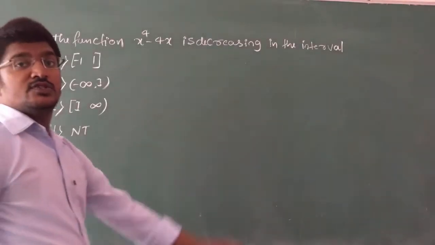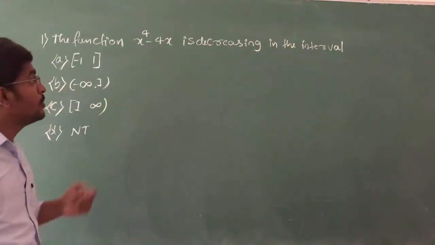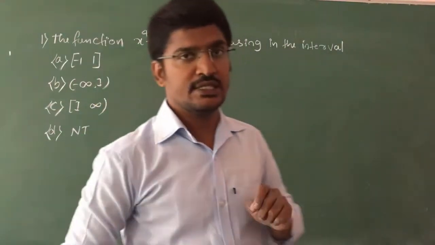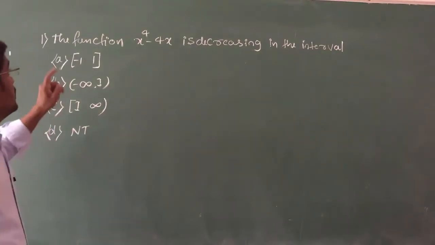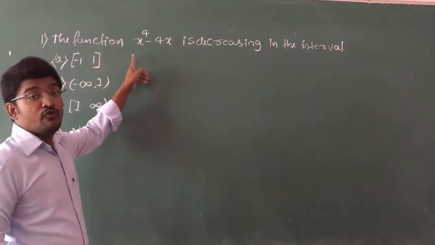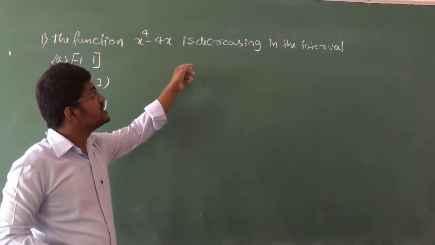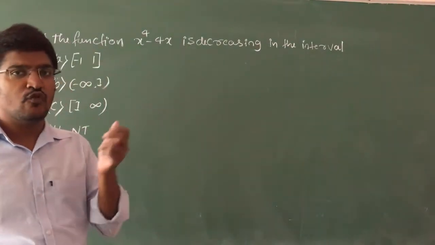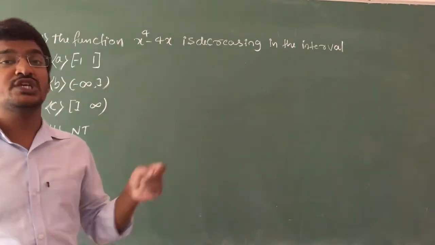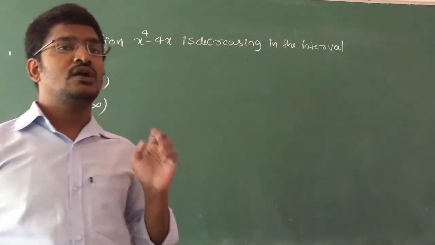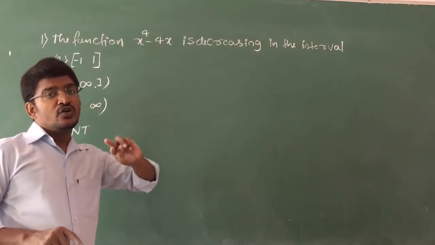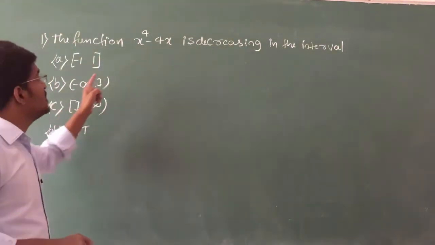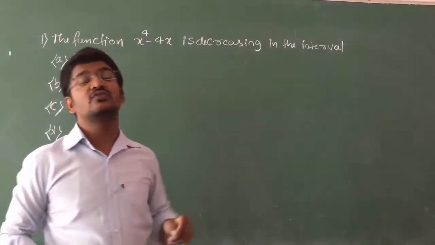Okay, students. So now let us see the first problem on increasing and decreasing functions. Clear? Okay. The function x to the power of 4 minus 4x is decreasing. They only have said that it is decreasing. So for that reason, there is no need to check whether it is decreasing or not. Directly, we should find the interval of decreasing. Please remember it.